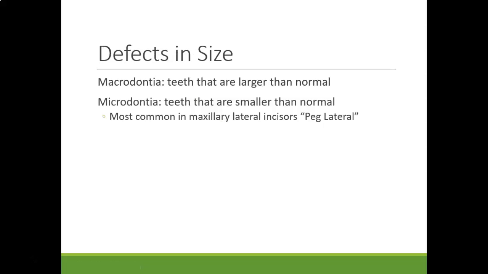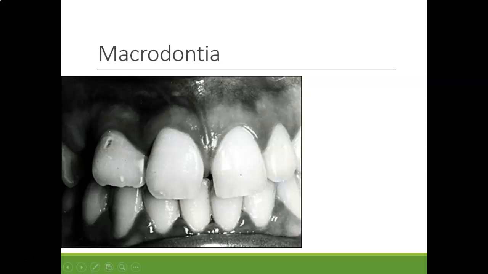So defects in size. So we have macrodontia and microdontia. Kind of self-explanatory. Macro is going to be teeth that are larger than normal. Micro is going to be teeth that are smaller than normal. And our most common microdontia is a peg lateral. So the maxillary lateral incisors, and they are kind of shaped like a peg. So they're kind of tapered a little bit toward the incisal edge, and they're much smaller than normal. So that's why they call them peg laterals.